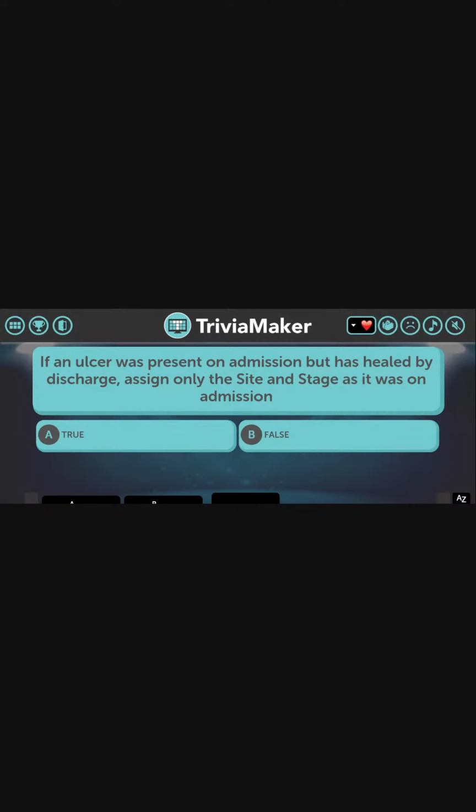All right, so this one was kind of piggybacking off of the other guideline. So this one is going to be true. Obviously you can't have more codes because we have a site and stage on admission, and we don't have the highest severity because it was healed by discharge. And so that's why we just need that one code for the site and stage on admission. And that's what makes this one true, which everyone got right. So great work. Outstanding indeed.